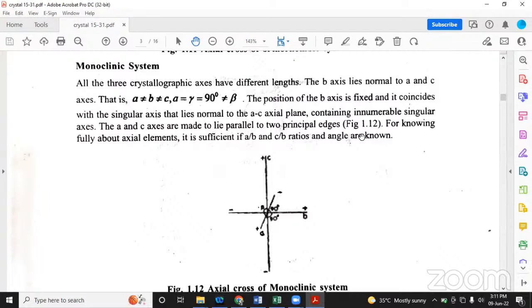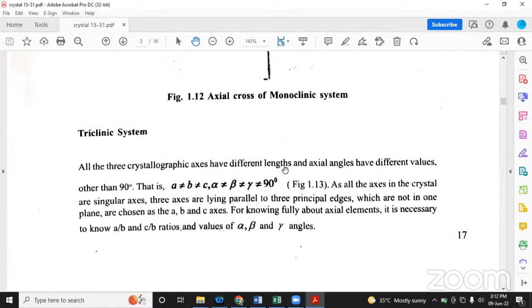These two ratios are angular, A by B and C by B. These two are the same because B crosses the intersection between A and C, so the angles between B and A, and B and C, are the same. Beta is the one that varies from these two angles. So this is called the monoclinic system. But the lengths are also different. Come to the triclinic system.